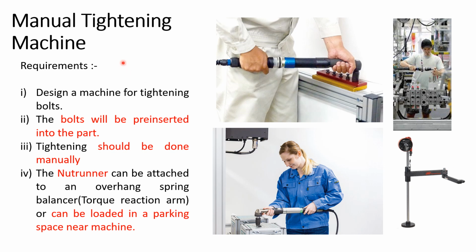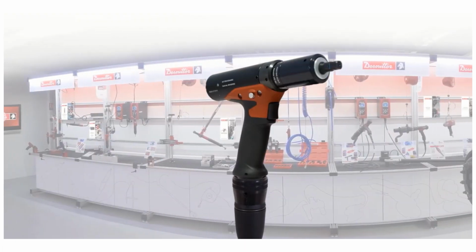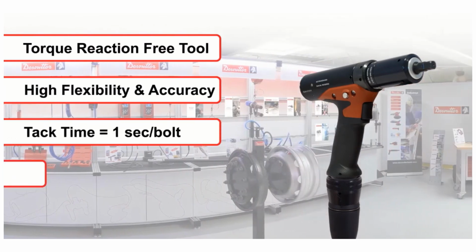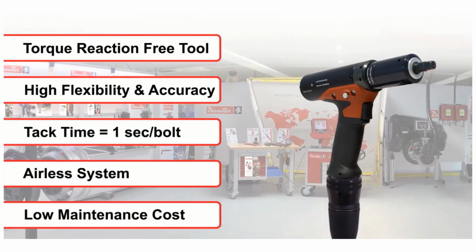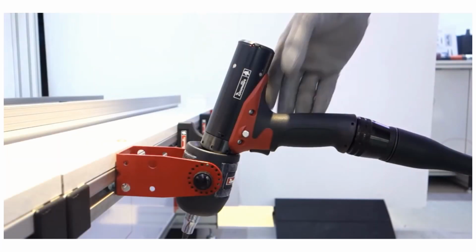So now this is how we want to design the system. So let's see how our system can be. Now this is one kind of a DeSoutter handheld tool, the torque reaction free tool, high flexibility, takt time, airless system, low maintenance cost. So DeSoutter is one of the manufacturers of different types of nut runners.